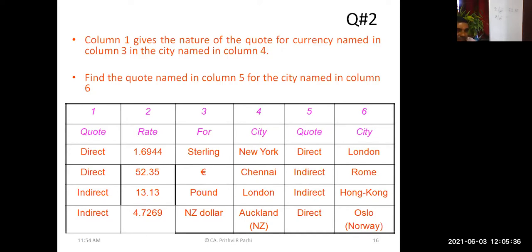Third question. What has been asked to you? Are you seeing it now? Tell me, what is the third question? Can you explain the code? It is an indirect code for pound in the city of London. Indirect code from London is foreign currency by home. Foreign currency, you see, last it is asked Hong Kong, we'll say it is Hong Kong dollar, HKD.